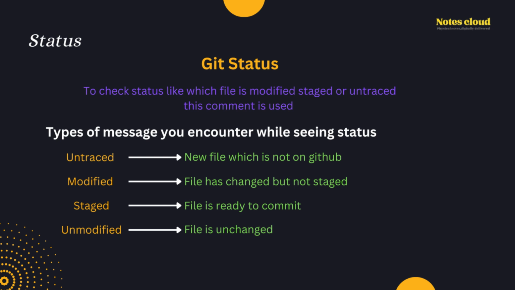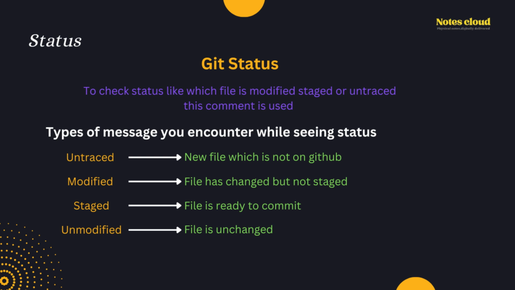Now let's understand adding and committing files. Here is how you can keep track of what's happening in your project. Git status. This command shows the current status of your repository. It will tell you which files are untracked, which are staged, and which have been modified but not staged.